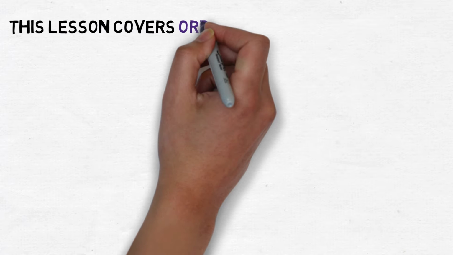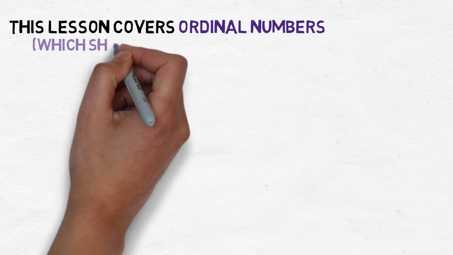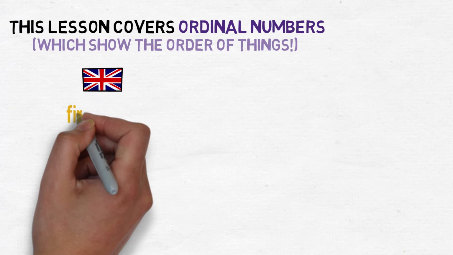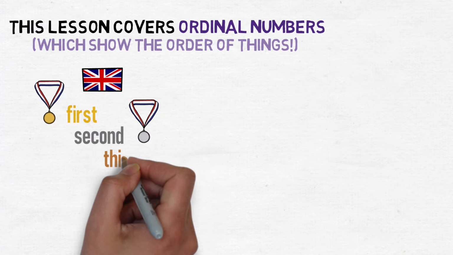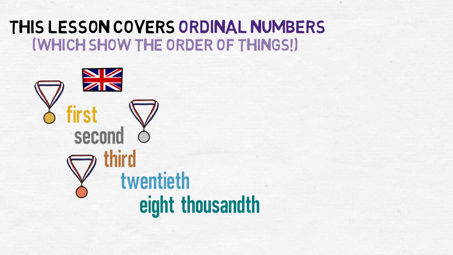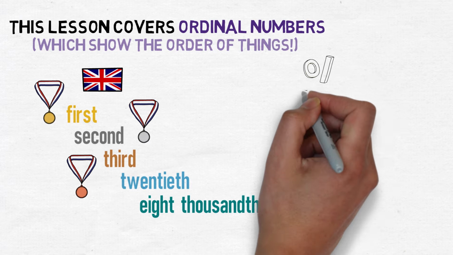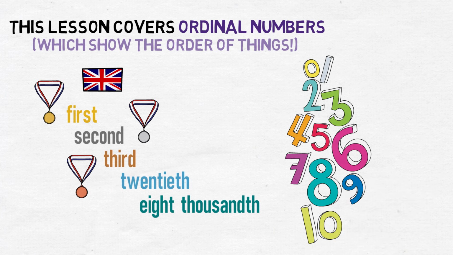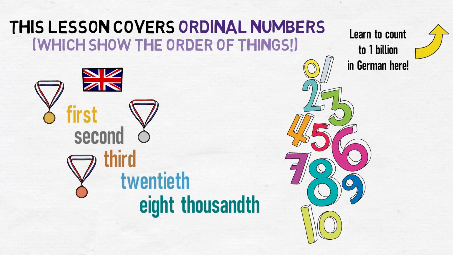This lesson is all around ordinal numbers, which are the numbers in a language showing the order of things. In English, these are words like first, second, third, 20th, 8,000th, etc. Before beginning, it's going to be crucial to this lesson to be able to count in German. If you haven't yet learned how to do this, or need a recap, you can click the banner now to watch my How to Count to 1 Billion video.